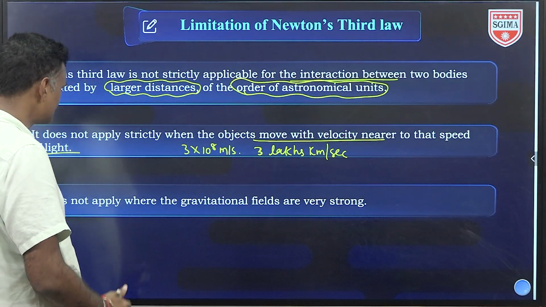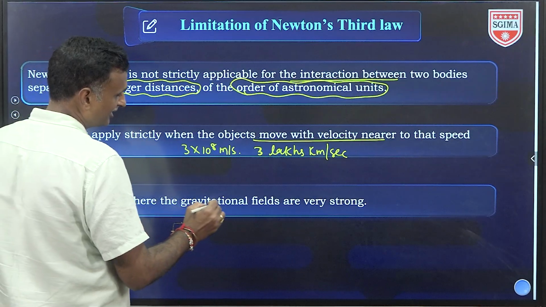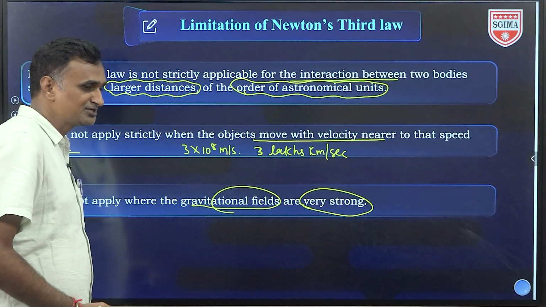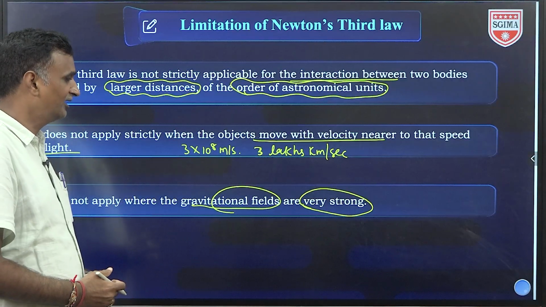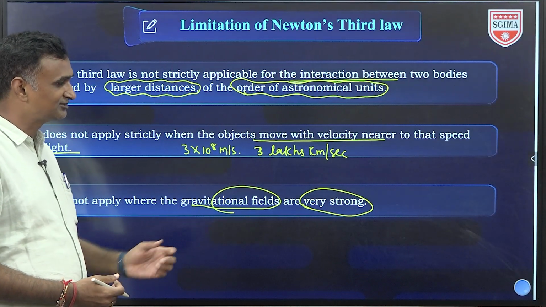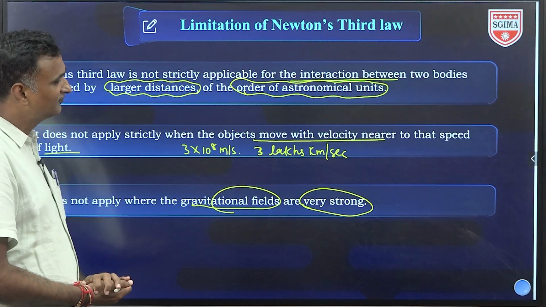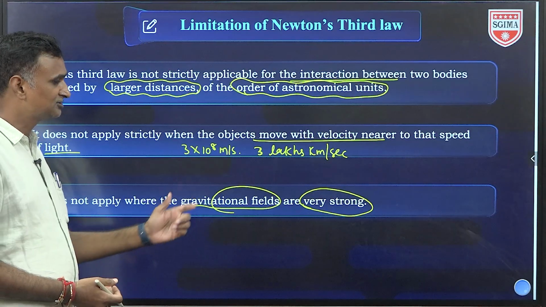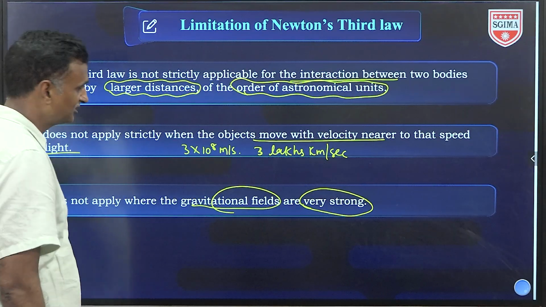Next, it does not apply where the gravitational fields are very strong. When the gravitational field is uniform, then we can apply it. In non-uniform cases, not exactly very strong, it differs. Very strong means the action and reaction may not be equal. So, that's why we can't apply Newton's third law.